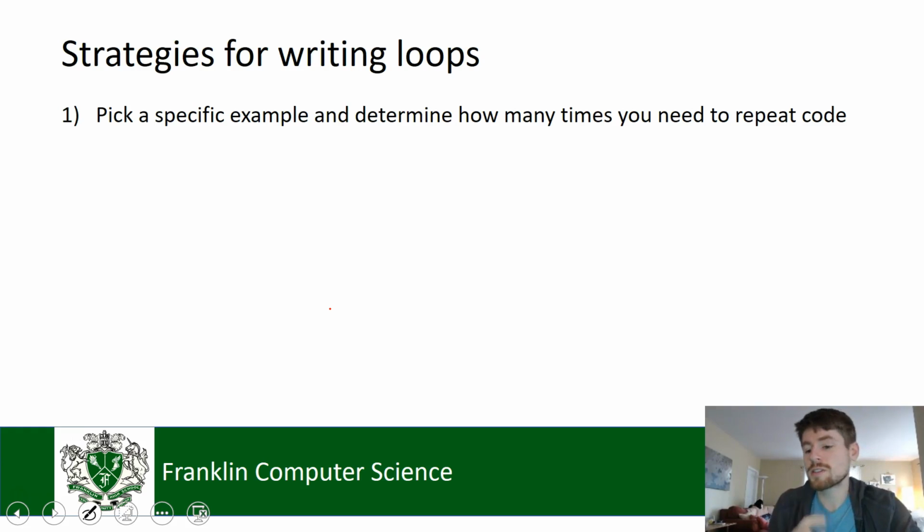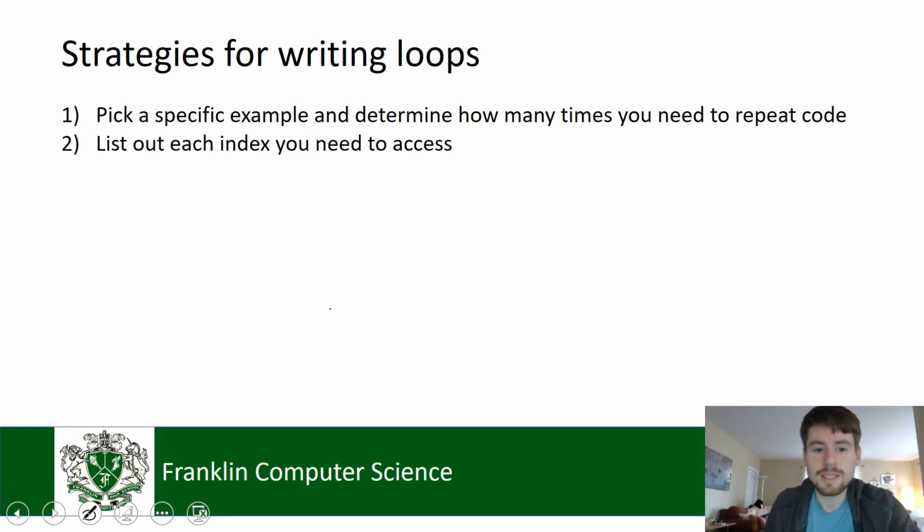Okay, so first, determine how many times you think you need to repeat the code with a specific example. Write a list down. Actually run through the list. What are the indexes that you need to access? What are each of the indexes you're going to access each time you repeat? Are you accessing the first index and the second index and then the third? Are you accessing the last index and then the second to last and then the third to last, or what? So for your specific example, what indexes are you accessing?